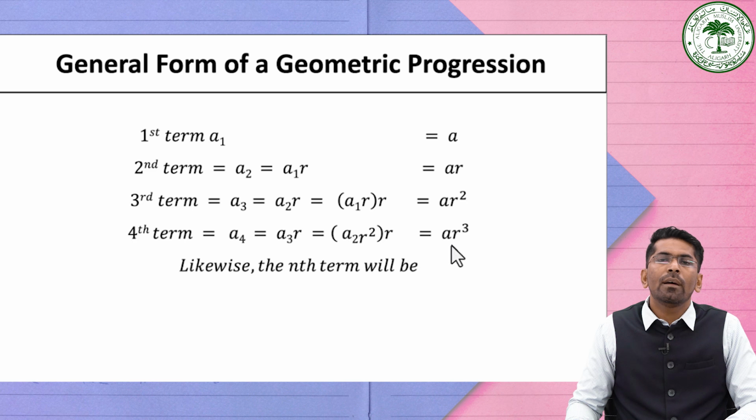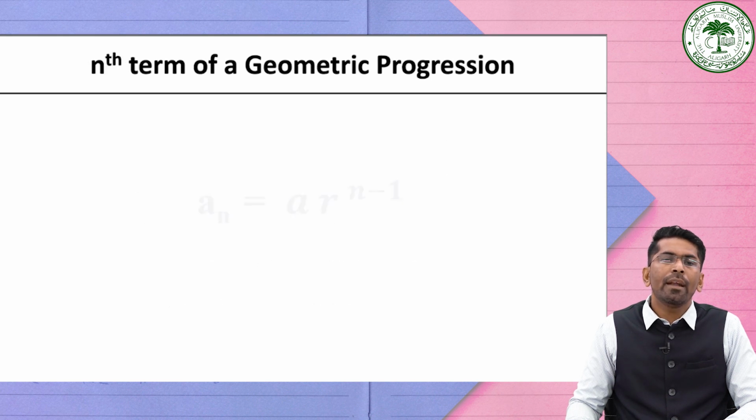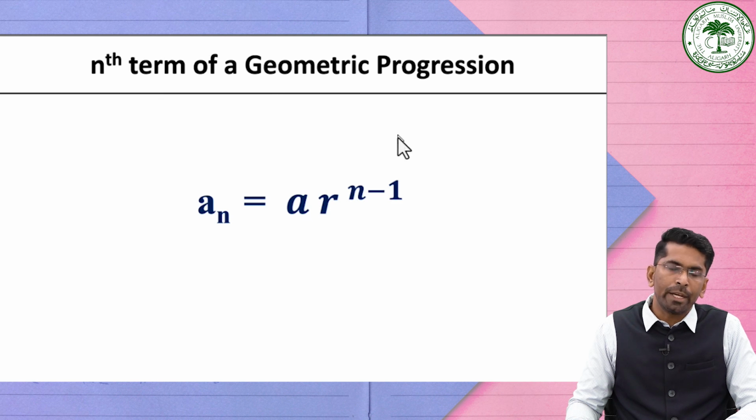So if you go for writing the nth term of a geometric progression, then we can say that the first term is equal to A, the second term is AR, the third term is equal to AR square, the fourth term is equal to AR cube, and the nth term, therefore, is AR raised to the power n minus 1. So the nth term of a geometric progression is nothing but AR raised to the n minus 1. By using this particular formula, we can find the nth term of a geometric progression.